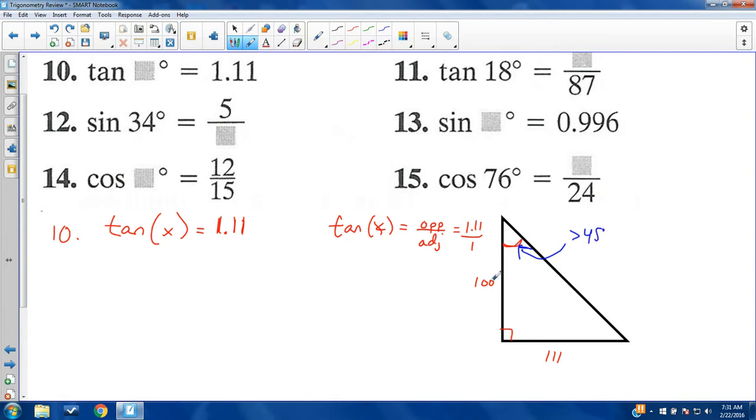In an isosceles right triangle, these two lengths are the same. Let's say it was 100 and 100. That would mean this would be 45 degrees. Exactly. So would this one.